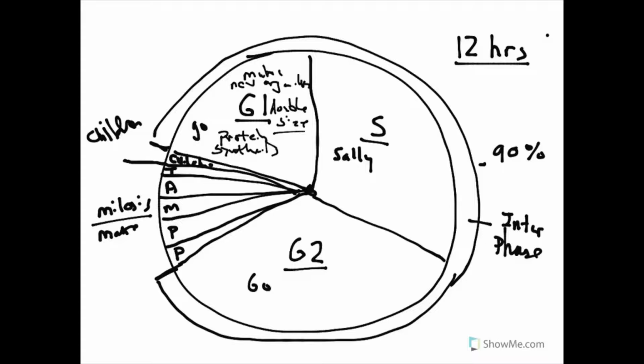Cytoplasm doubles in size. S phase is when DNA replicates. So the synthesis of DNA. DNA replicates, DNA synthesis. S phase, think of it as synthesis of DNA. G2 is mostly growth, in preparation for division, mitosis.